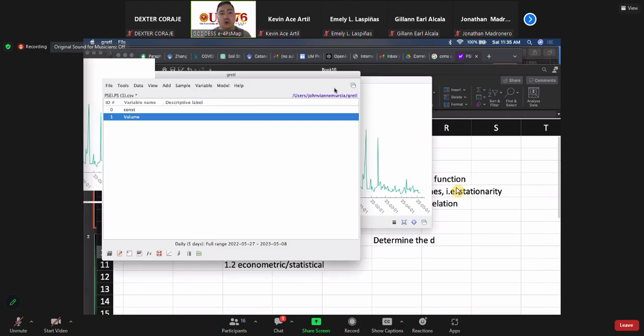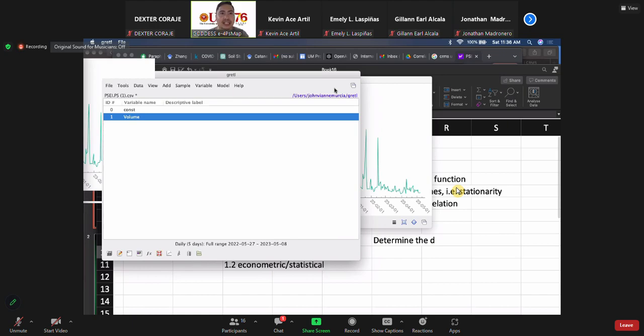First, we need to compute whether or not this is significant using the augmented Dickey-Fuller test. The augmented Dickey-Fuller test is a statistical analysis of time series which aims to determine whether the time series data that you have is stationary or not. So our rule of thumb: when the augmented Dickey-Fuller test has a p-value of less than 0.05, that means it's already stationary in itself.